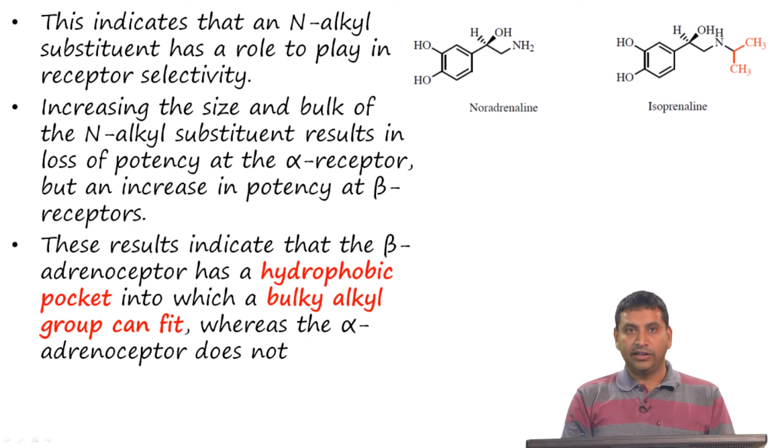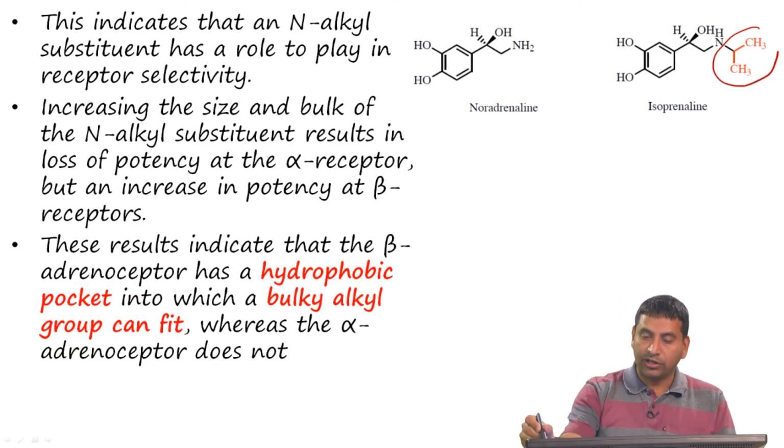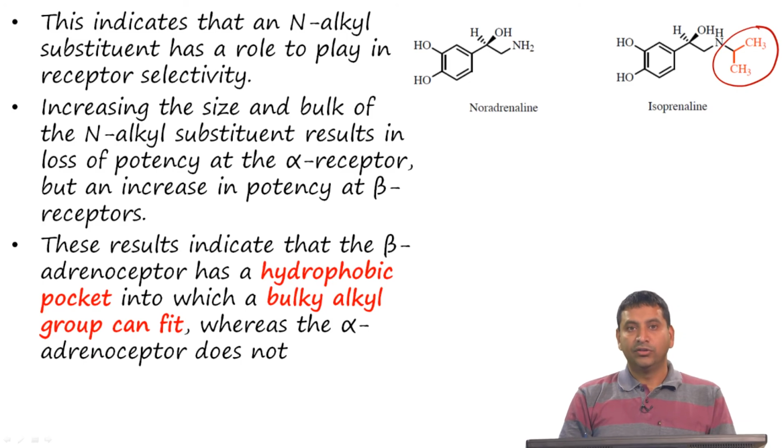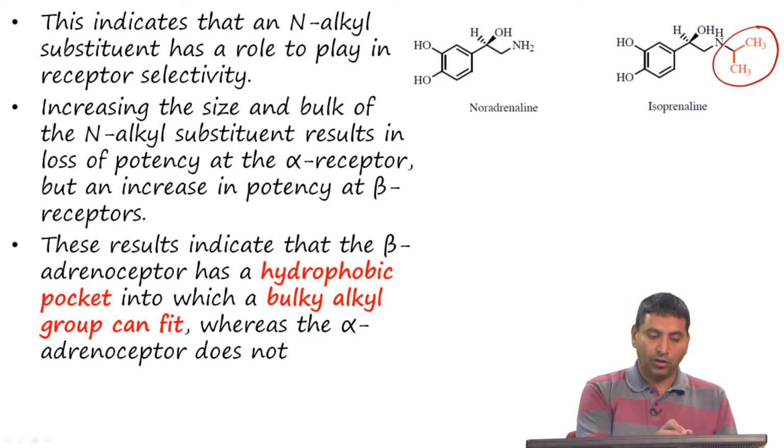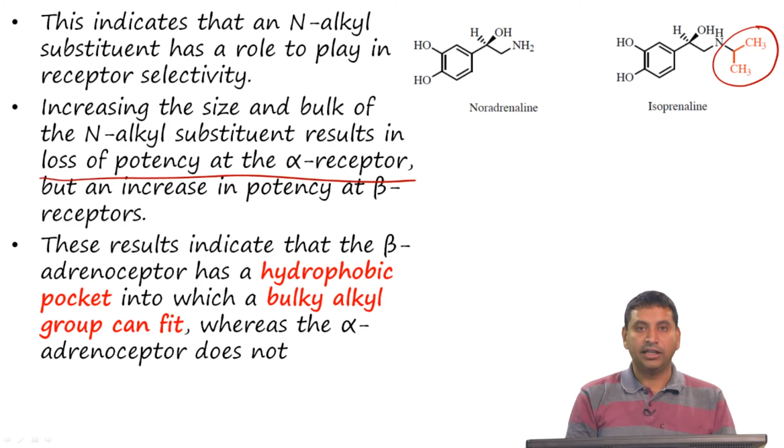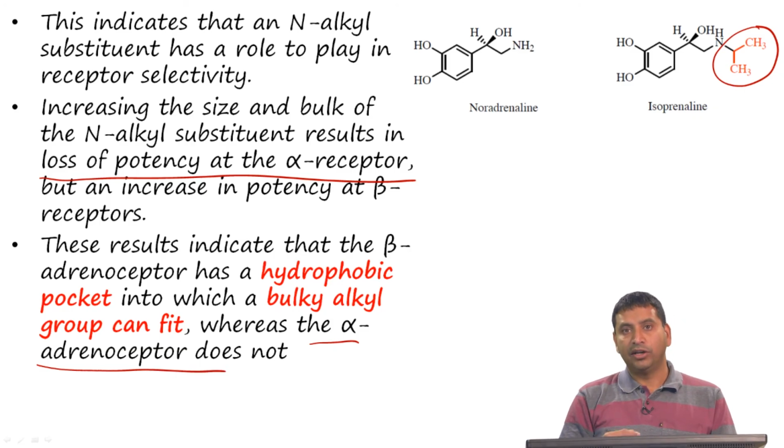This indicates that the N-alkyl substituent as shown here is important. Increasing the size and the bulk of the N-alkyl substituent results in the loss of potency at the alpha receptor, but an increase in potency at the beta receptor. What this suggests is that the beta receptor has a hydrophobic pocket into which the bulky alkyl group can fit, whereas the alpha receptor does not. This is something that we can infer as differences between the alpha and beta.